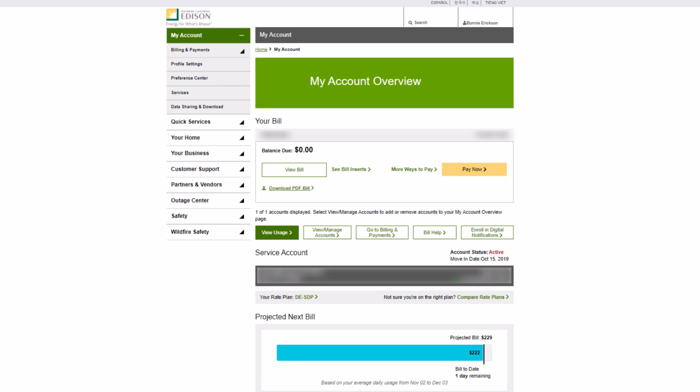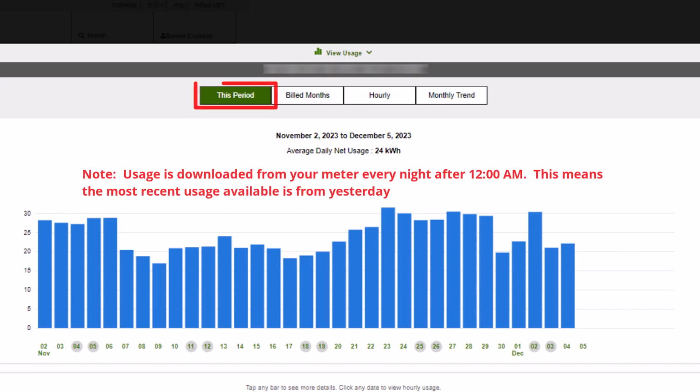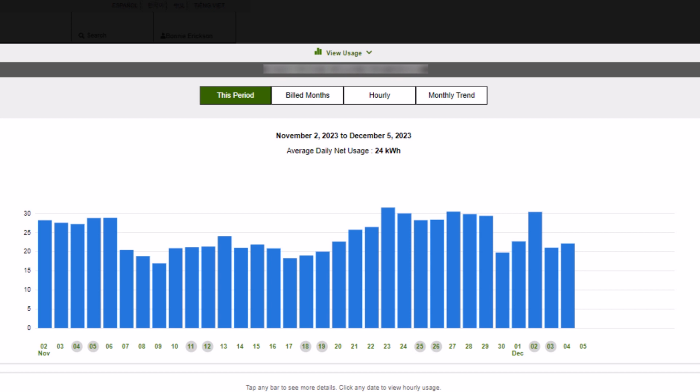Once logged into your My Account on SCE.com, select View Usage from the home screen. Once selected, View Usage will default to this period. This graph represents electricity that you have used since your last billing period. Review the graph to determine if there are days that indicated a higher than normal amount of electricity used.